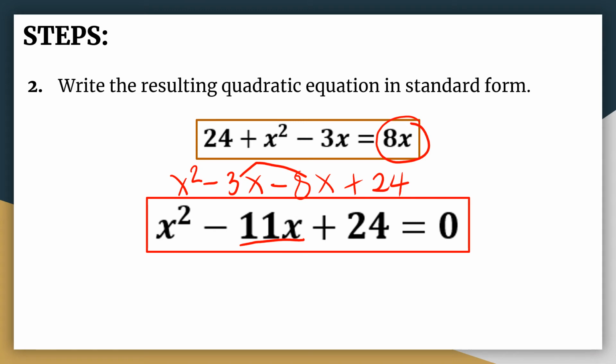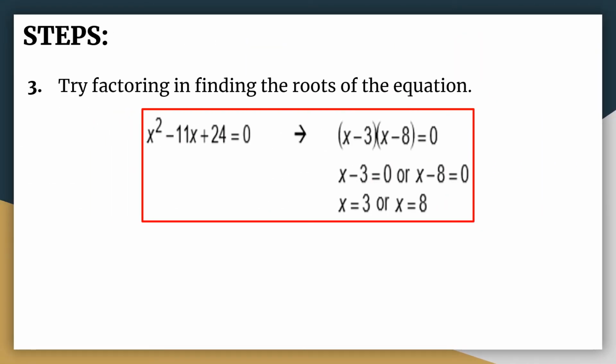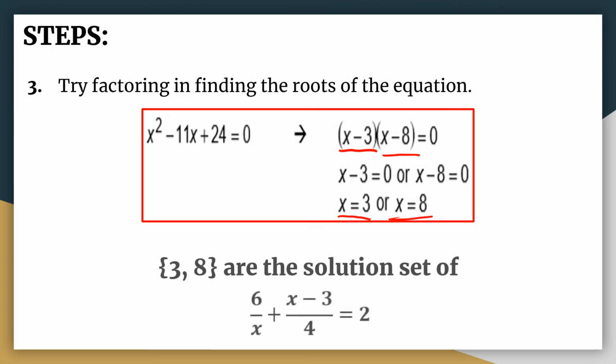Then we're just going to simply factor that one. And we're going to have factors x minus 3 and x minus 8, which will lead us to the roots positive 3 and positive 8. So the roots of our rational algebraic equation 6 over x plus x minus 3 over 4 equals 2 are 3 and 8.